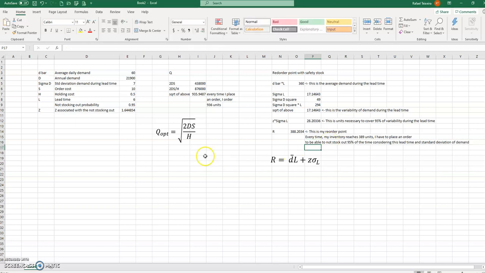Okay, so this is what it is. We computed the order. Every time we place an order, we order 936 units. If we're considering the reorder point with safety stock, every time our inventory reaches 388 units or 389, we place an order. That's how you compute it.